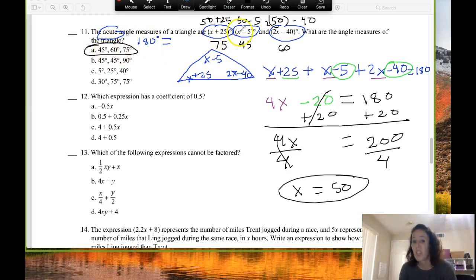Now, you could have guessed and checked this, but this is a sum. You're going to add these angles together, just like you did. This is your expression part. And then you do have a little equation part here. All right. So on the test, remember, angles add up to be 180.